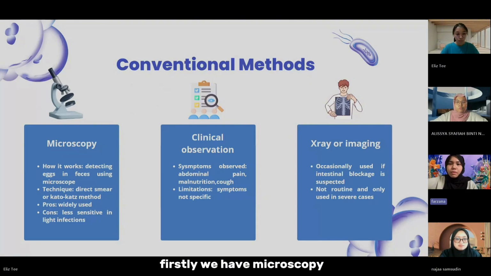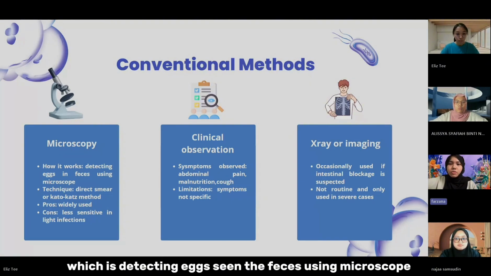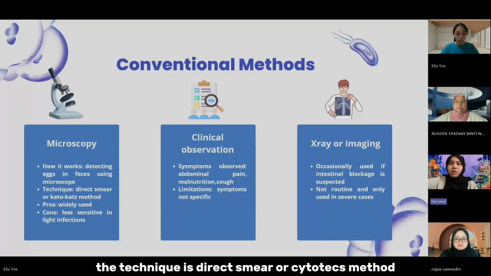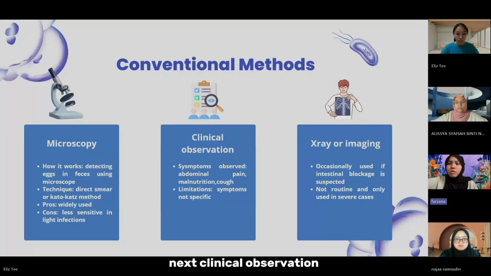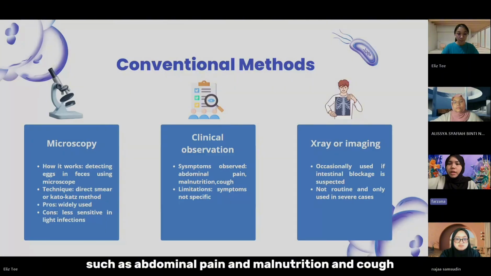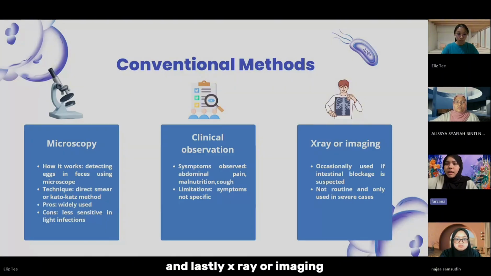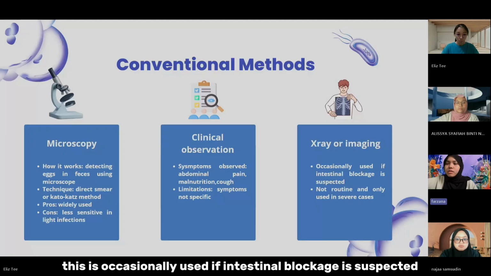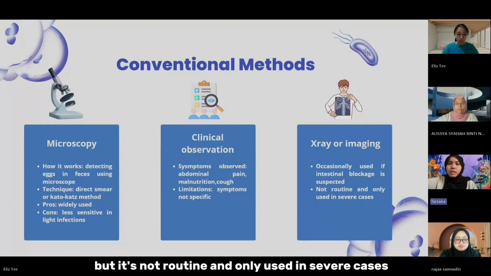So next are the conventional methods. Firstly, we have microscopy, which is detecting eggs in the feces using a microscope. The techniques are direct smear or the Kato-Katz method. Next, clinical observation, which is observing symptoms such as abdominal pain, malnutrition, and cough, but it has a limitation, which is that the symptoms are not specific. And lastly, X-ray or imaging. This is occasionally used if intestinal blockage is suspected, but it's not routine and only used in severe cases.